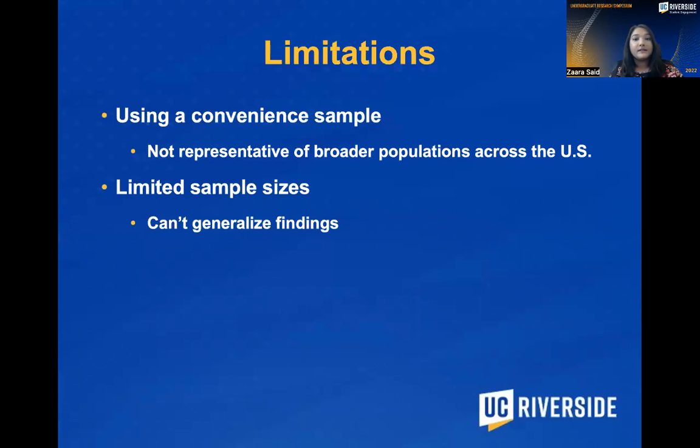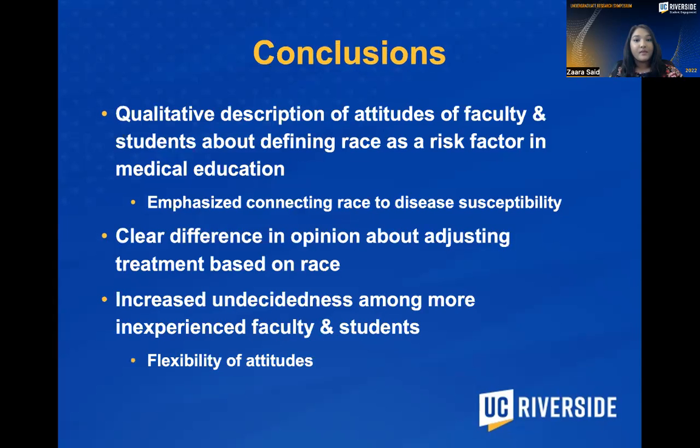So moving on to the discussion of these results, before I discuss the conclusions, I want to discuss how there are some limitations to the study. Using a convenient sample from the UCR School of Medicine, like I mentioned before, the student population is not representative of the broader population across the US. And with our limited sample sizes, we can't really generalize our findings to all medical students or all medical schools. So that would constrain our ability to do that.